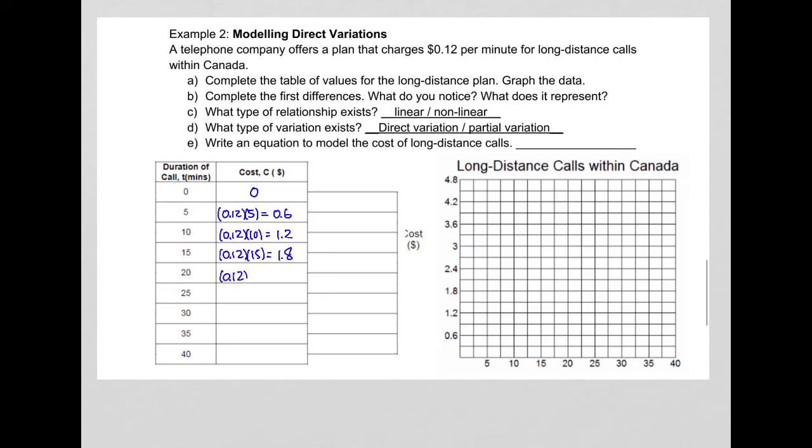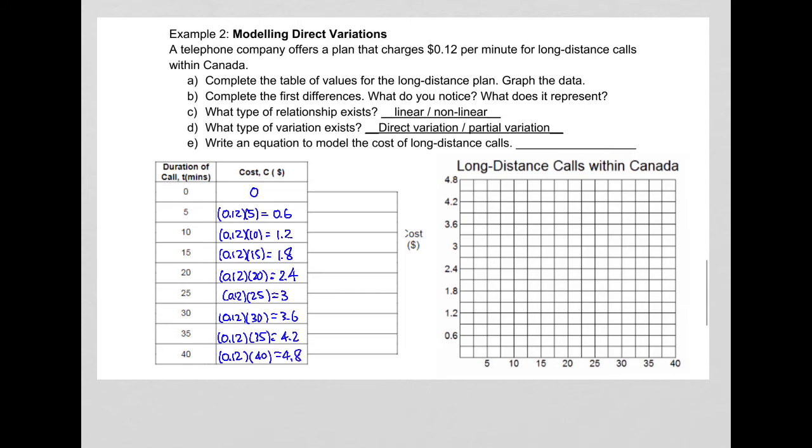And next one, you times by 20, you will get $2.40. Next one, times by 25 is going to be $3. And 12 cents times 30 minutes is going to be 3.6. 12 cents times 35 minutes is going to be 4.2. And 12 cents times 40, you're going to get 4.8.